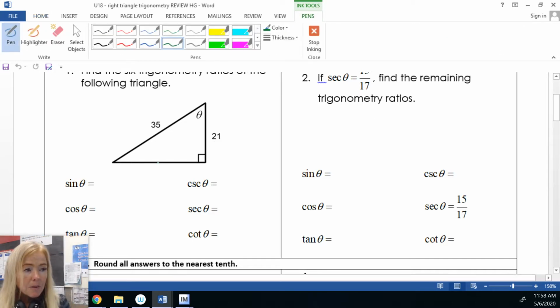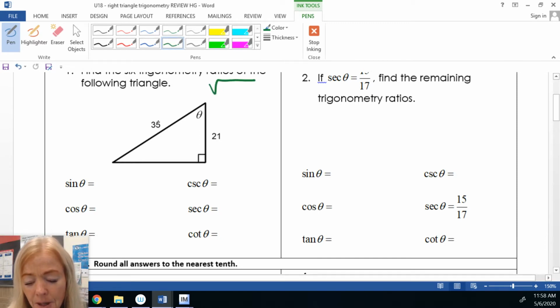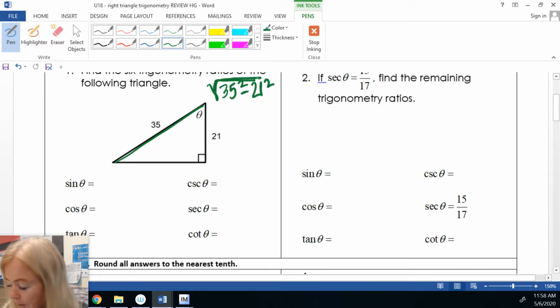So in order to come up with sine, cosine, tangent, we have to, unfortunately, find that third side. But it's not too bad because we have the Pythagorean theorem. The Pythagorean theorem will help us out. We have a hypotenuse and a side, so we'll take the hypotenuse squared minus the side squared under the radical.